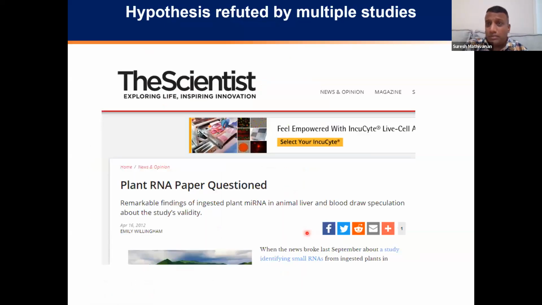But however, the hypothesis that the RNA or the EVs from a diet can survive the gut was refuted by other people. For example, this is a paper in Scientist asking that the plant RNA paper was questioned, right? Because you can imagine there are a lot of gene regulatory boards looking at genetically modified organisms, and these guys were petrified when allowing these products to be consumed. And then they were like, okay, now we modify the organism. Are they able to survive the gut, and what repercussions would these have, right?